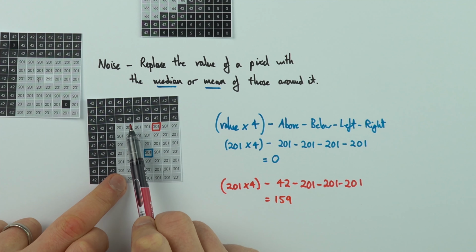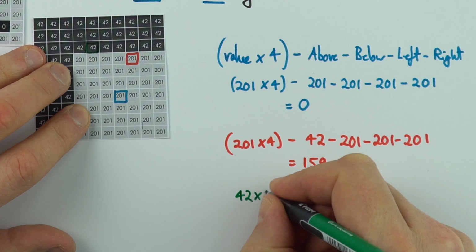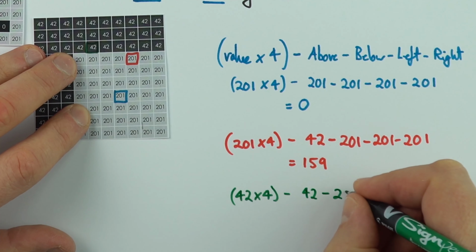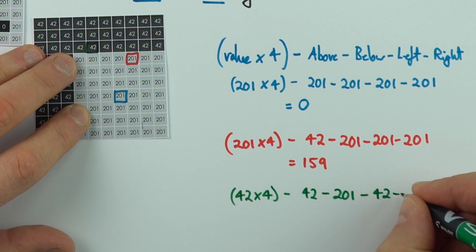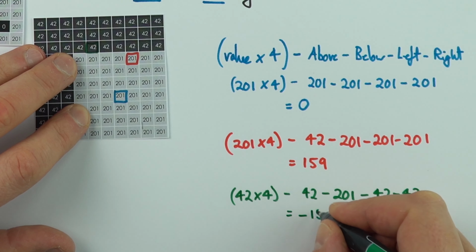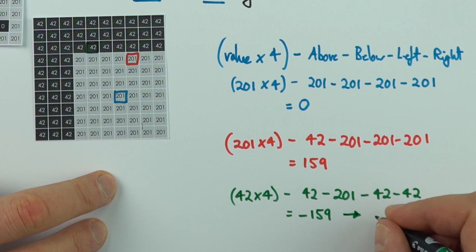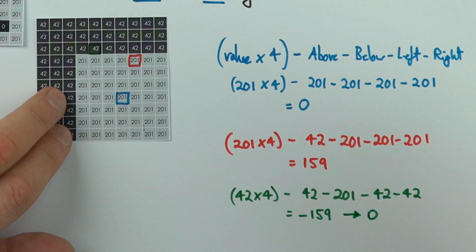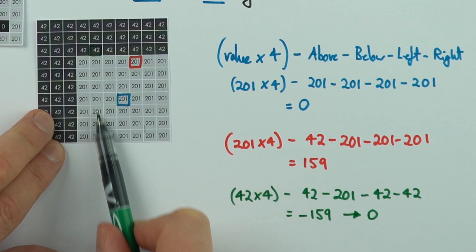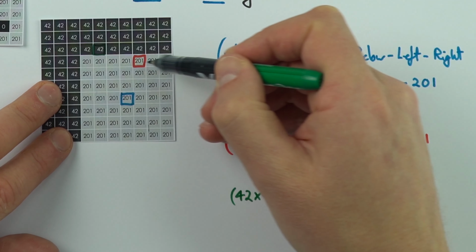If we think about maybe this one over here, this number 42, let's have a look at that one now. So here we'd have 42 multiplied by 4, and then we're going to take away above it, we've got 42, below it, we've got 201, to the left is 42, and to the right is 42. Now this then gives us a number equal to minus 159. Now we can't have any values which are below 0, so that means this one here is then going to be given a value of 0, which is also black. So effectively, any of these numbers which were 42 are going to go black. Most of the 201s are going to go black, but there's going to be this line along here which stays as light grey.